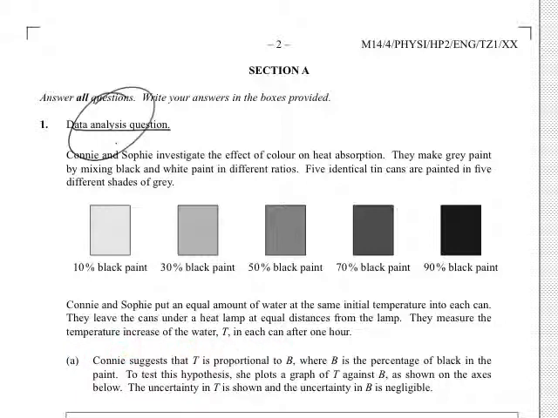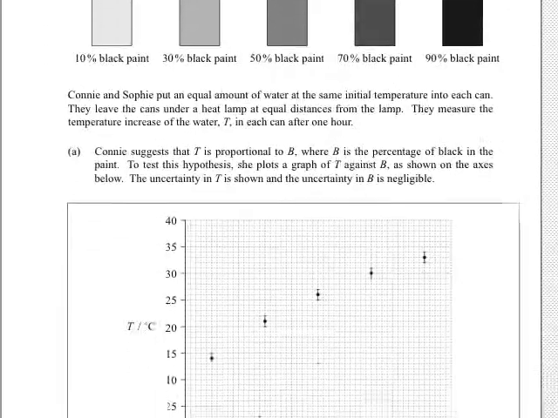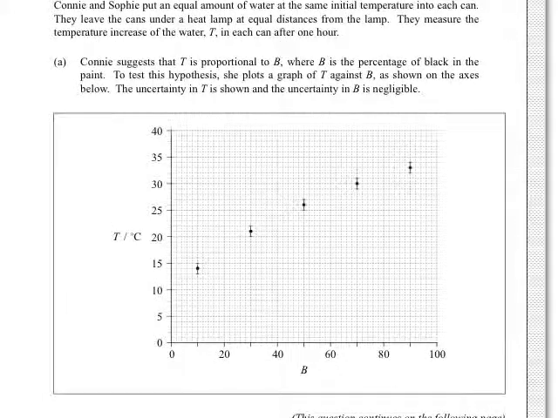So, if we have a look at the results, Connie suggests that T is proportional to B, where B is the percentage of black in the paint. To test the hypothesis, the graph is plotted as below. Now, while on this page, I'm going to answer question part 1 and part 3. Question A, part 1, asks you to state the absolute uncertainty in T.